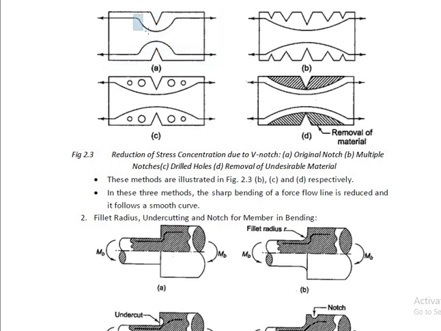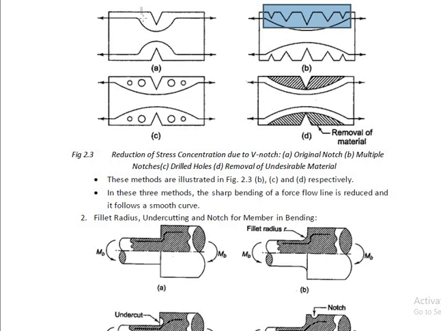Look at this streamline. If you look at the streamline, there is a possibility of gathering or localization of high stresses at a particular point. Means at this point there is a possibility of the stress concentration in this member. Now we have to reduce this stress concentration. Means the stress which is concentrated at a particular point, we have to separate that stress, we have to distribute that stress concentration. Even distribution should be there. For this we provide multiple notches.